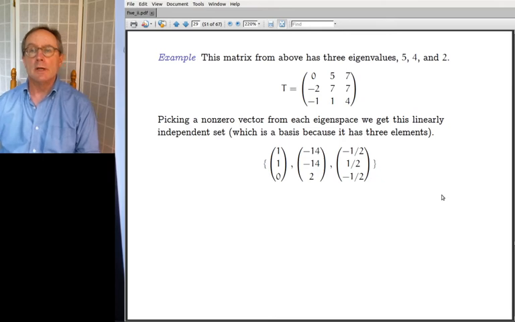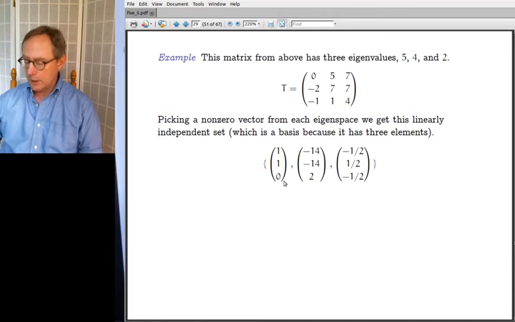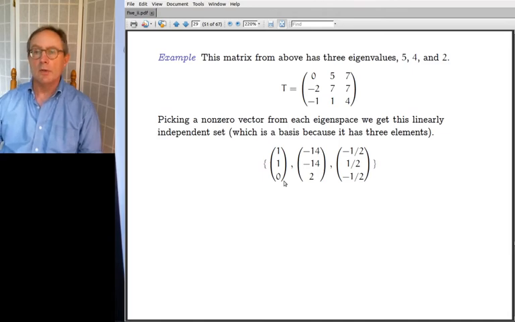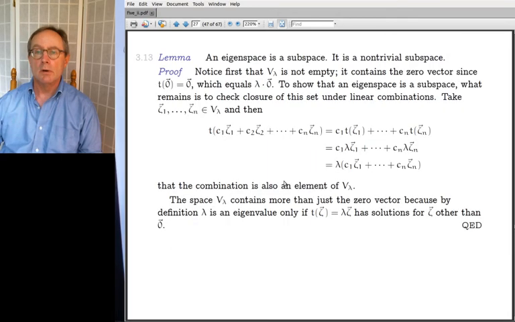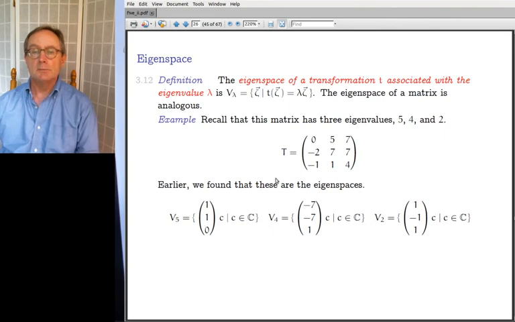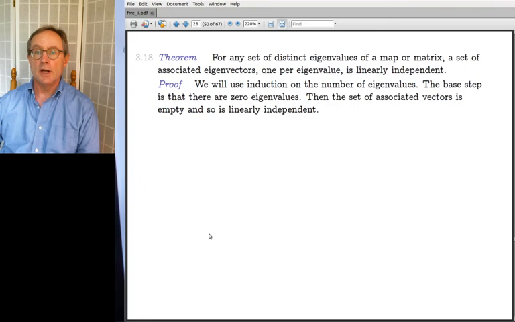Okay, so here's the matrix from above with the three eigenvalues 5, 4, and 2. And I just picked a non-zero vector from each eigenspace to get this linearly independent set. So I'm going to do this annoying clicking back and forth. So the 1, 1, 0, there we go. I just picked the 1, 1, 0, just picked it. So that's fine, you can do that.